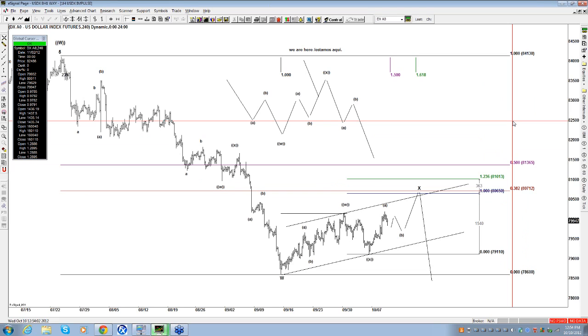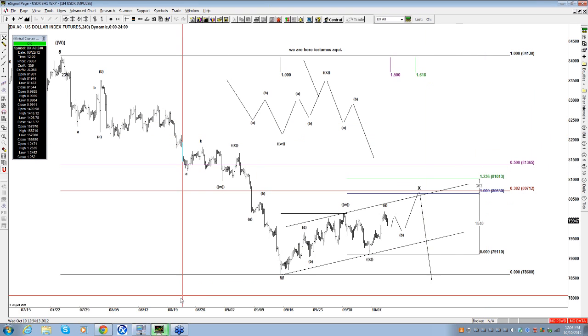Translated on the euro, it is the 127 area. I like the 127 area a lot in the euro. All right. So that's where we stand in the 4-hour of the dollar.